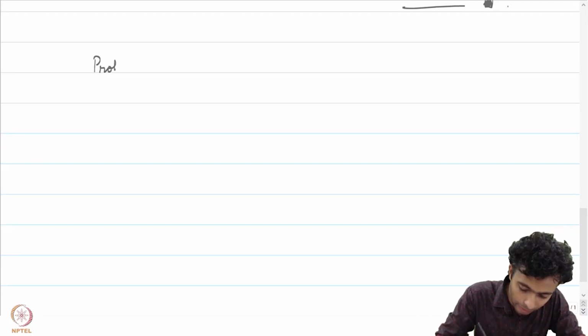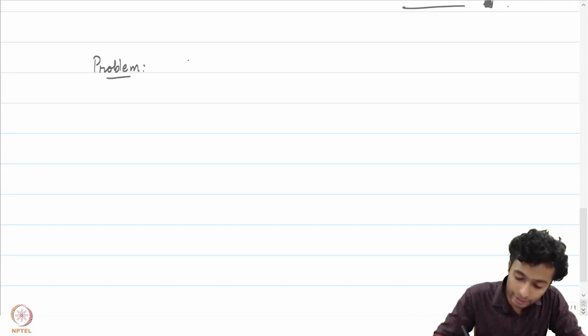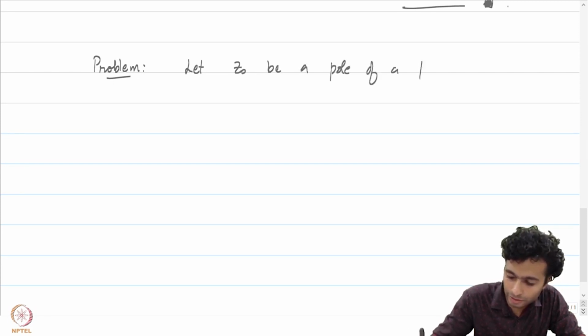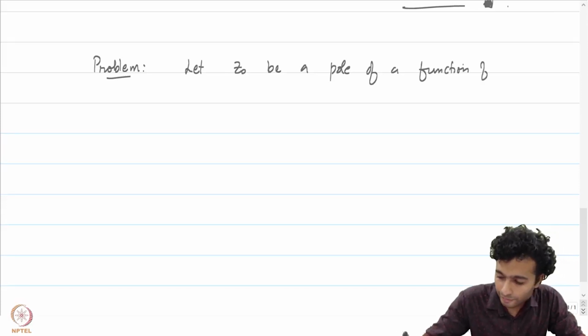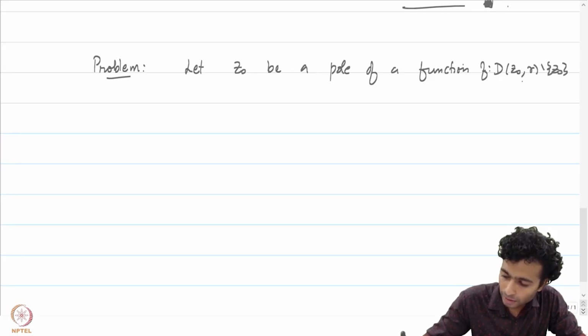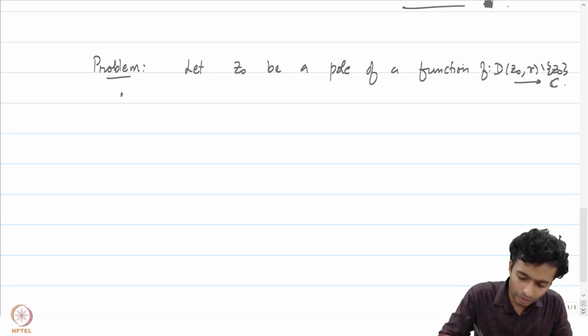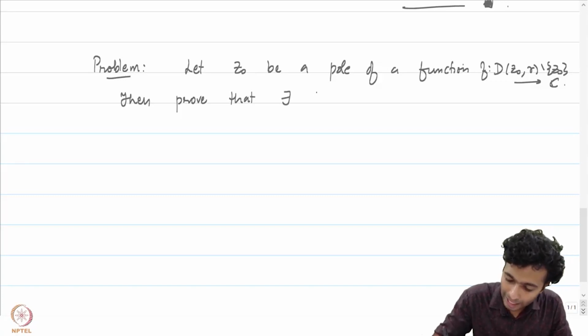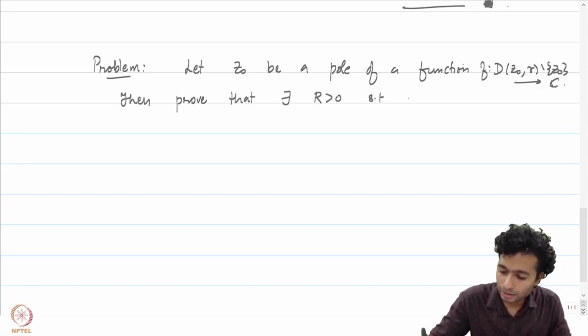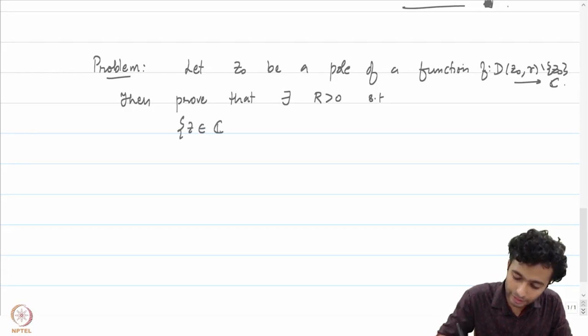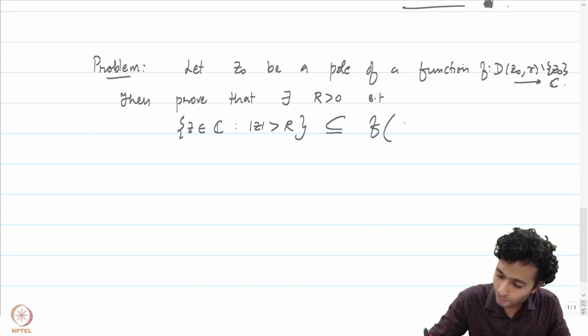So let me write down the problem so that it will be clearer. Let z0 be a pole of a function f which is defined on D(z0, r) minus z0 into C. Then prove that there exists some capital R greater than 0 such that the set of all z in C with mod z greater than R is contained in f of D(z0, r) minus z0.